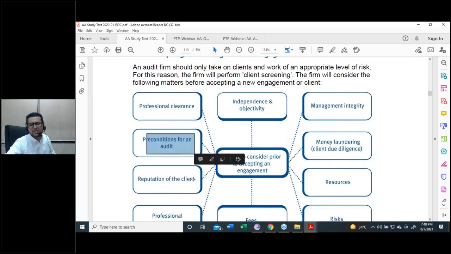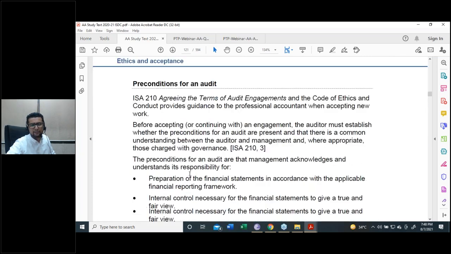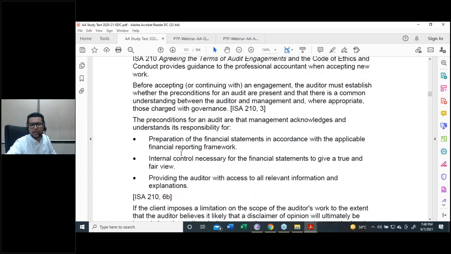Last thing is called preconditions for an audit. Preconditions for an audit could be tested separately. It is very important. There are 3 things without which you cannot accept an audit client.